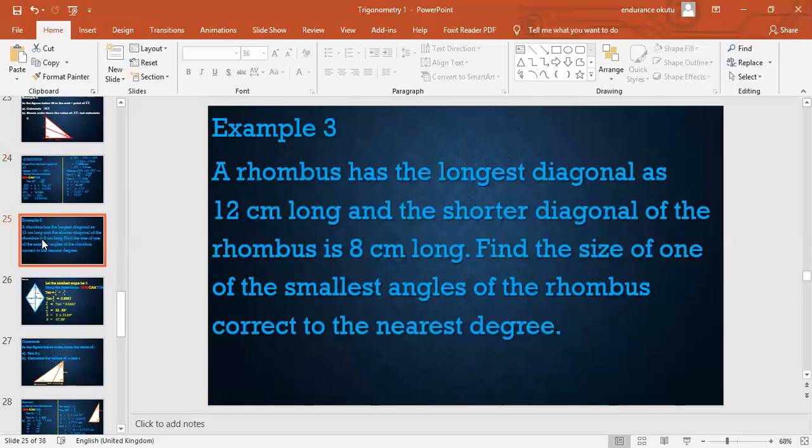Now, I also have another, a question relating to a rhombus. A rhombus has the longer diagonal as 12 cm and the shorter one as 8 cm. We are asked to find the size of one of the smallest angles of the rhombus, correct to the nearest degree. This is a very simple question.